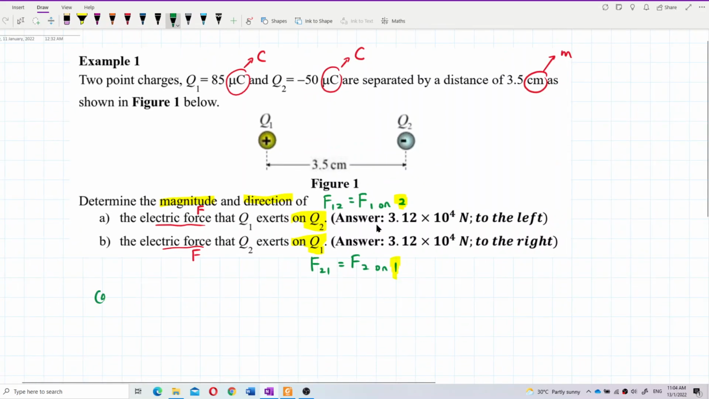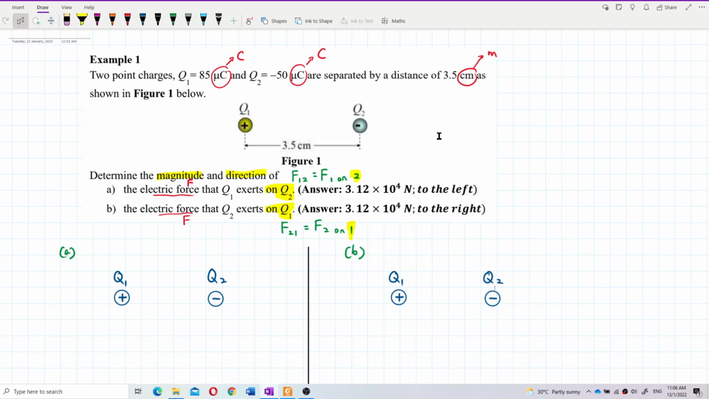Now I think I need to draw some diagram. I need to draw a diagram to show you. Okay, so I have drawn the diagram here, the diagram for question A and also the diagram for question B. I want to show you the direction of the force meant by each question.